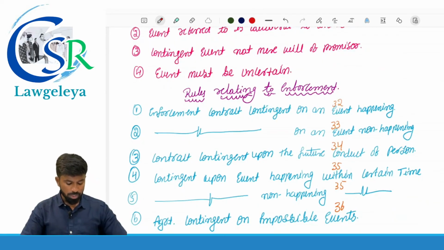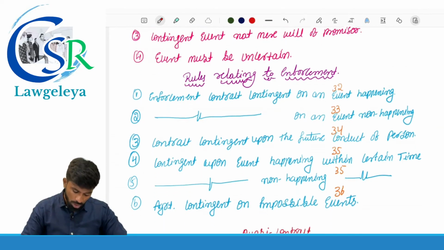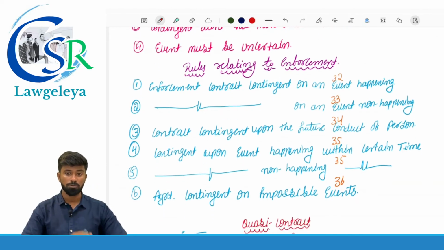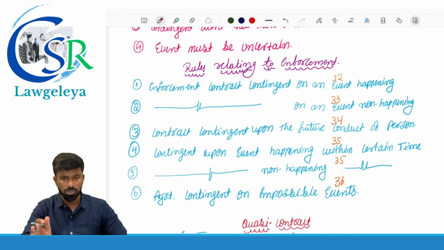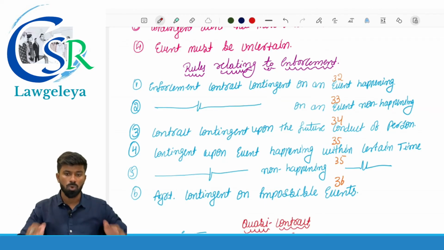Rules regarding enforcement, section number 32. If a contract is contingent upon the happening of an event, and the event happens, valid. Does not happen or becomes impossible to happen, void. If a contract is contingent upon the event not happening, if the event happens, void. Does not happen or becomes impossible to happen, valid. If a contract is contingent upon the future conduct of a person, if that conduct happens, valid. Does not happen, void.